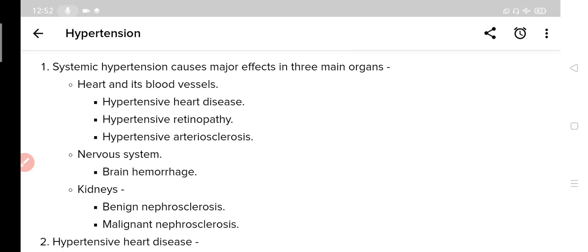So how does it affect heart and blood vessels? Mainly there are three types of diseases: hypertensive heart disease, then hypertensive retinopathy, then hypertensive arteriosclerosis. And how does it affect nervous system? It affects nervous system by brain hemorrhage. How does it affect kidneys? By causing benign nephrosclerosis and malignant nephrosclerosis. Now we will look at these effects one by one.